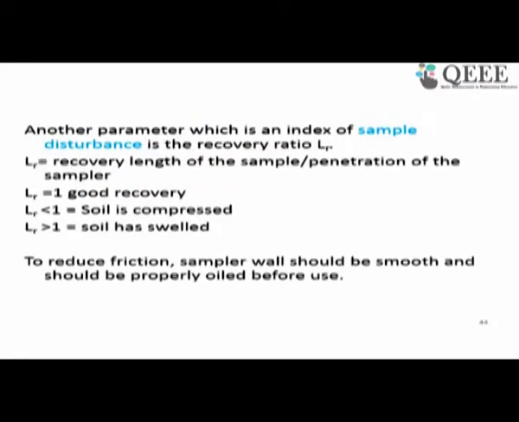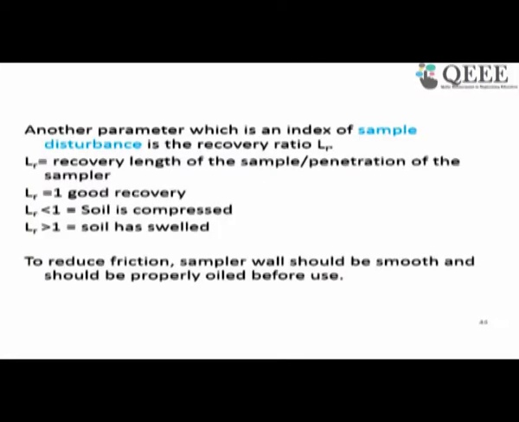There are some other indexes also which can be used to know whether the sample is disturbed or undisturbed, like the recovery ratio. If the recovery ratio is 1, it is a good recovery. If it is less than 1, the sample is compressed. If it is more than 1, it is swelled. Many times during sampling, the soil gets compressed or swelled, so this recovery ratio actually governs the disturbance. It is the ratio of the recovery length of the sample to the penetration of the sampler.